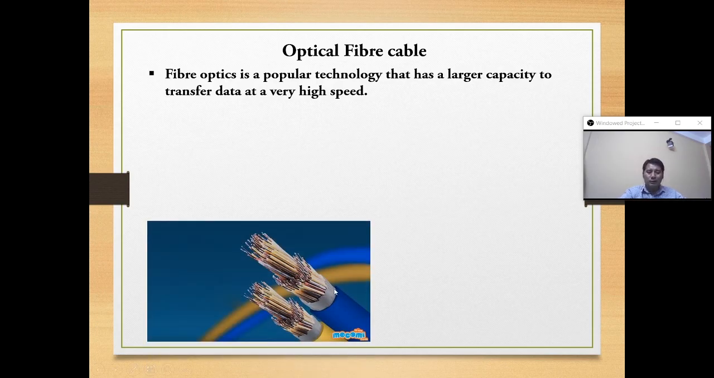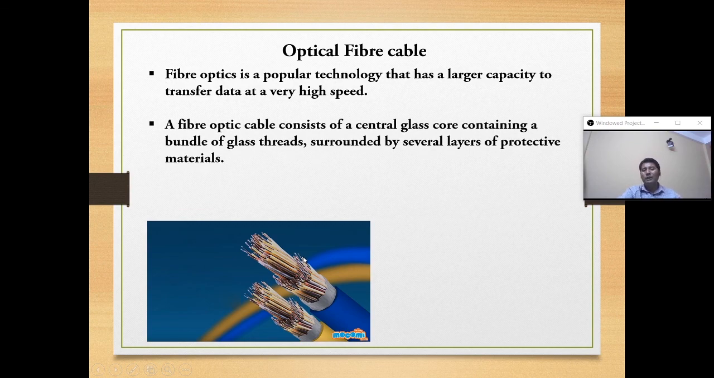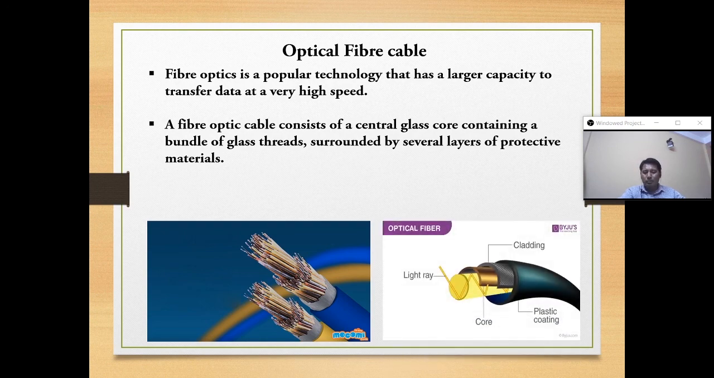So this is the image of the optical fiber cable where the data are transmitted with the help of light. Now the optic fiber cable consists of a central glass core that contains a bundle of glass threads surrounded by several layers of protective materials.